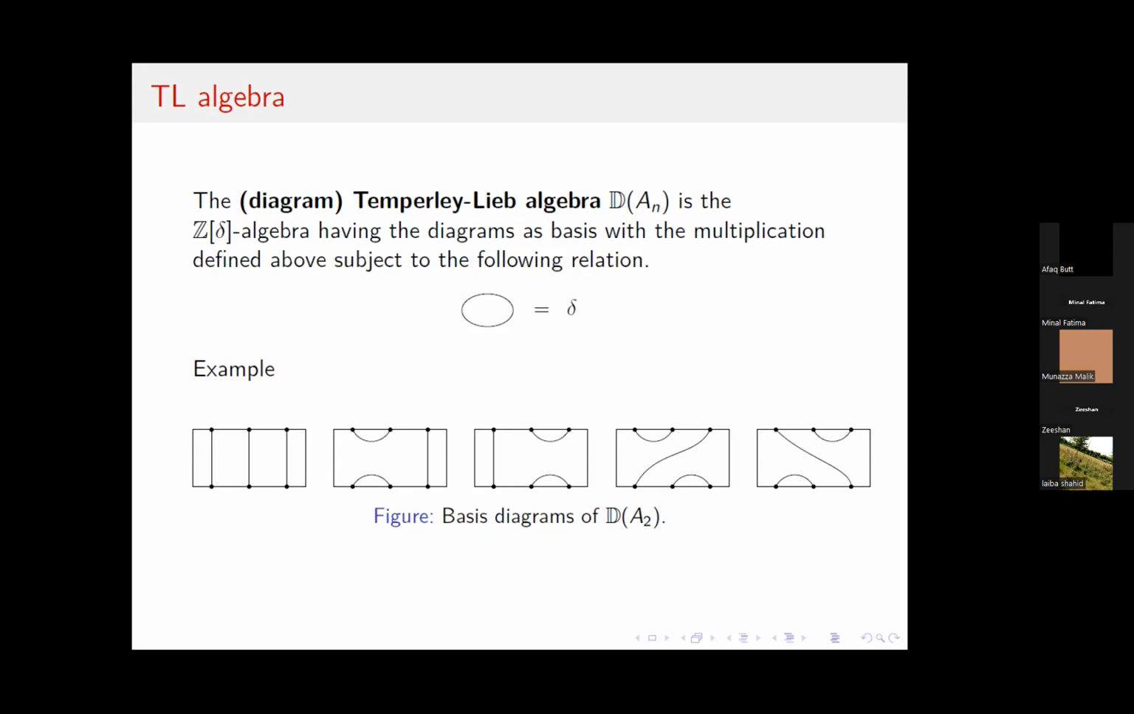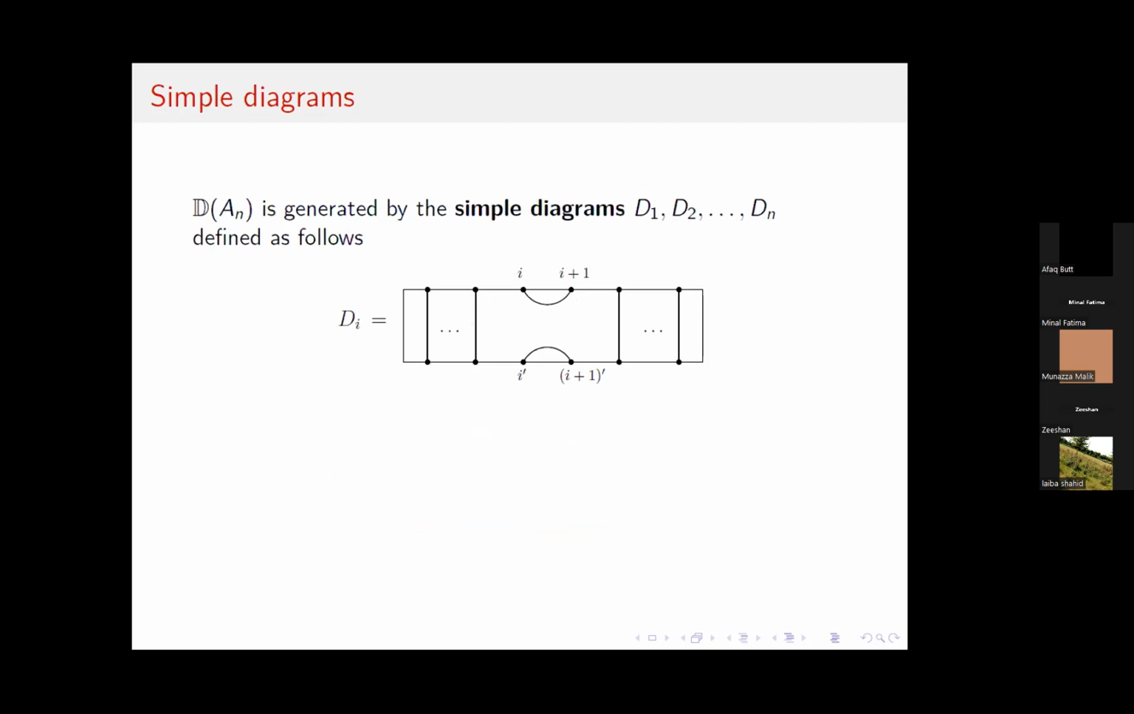But this algebra has this basis, right? But it also has a set of generators made of the so-called simple diagrams. Simple diagrams are very simple diagrams. That's why they are called this way. It means that they are formed by all straight lines except for the edges that join the node i to the node i plus 1 on the north face and also on the south face. So these are very, very simple. And this is the set of generators of this diagram algebra.